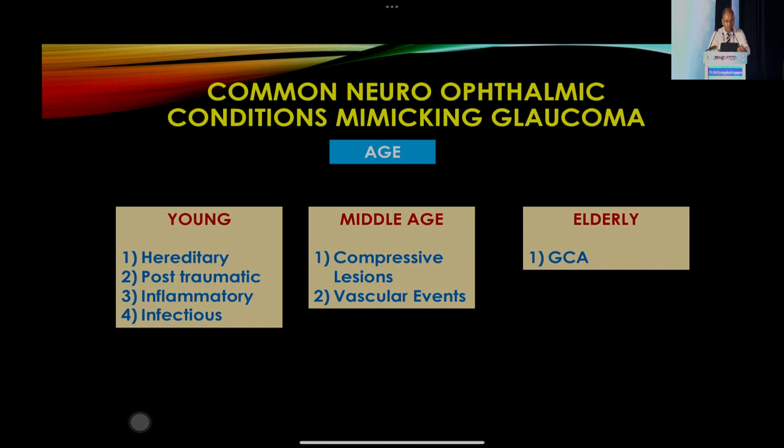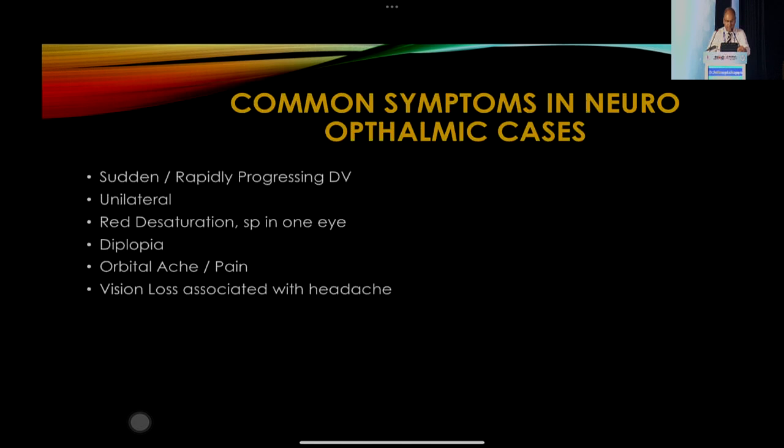Now, the common neuro-ophthalmic conditions mimicking glaucoma with respect to various age groups. In the young, we definitely need to look at hereditary, post-traumatic, inflammatory, and infectious diseases. In the middle age, obviously the compressive and vascular lesions, and in the elderly, GCA.